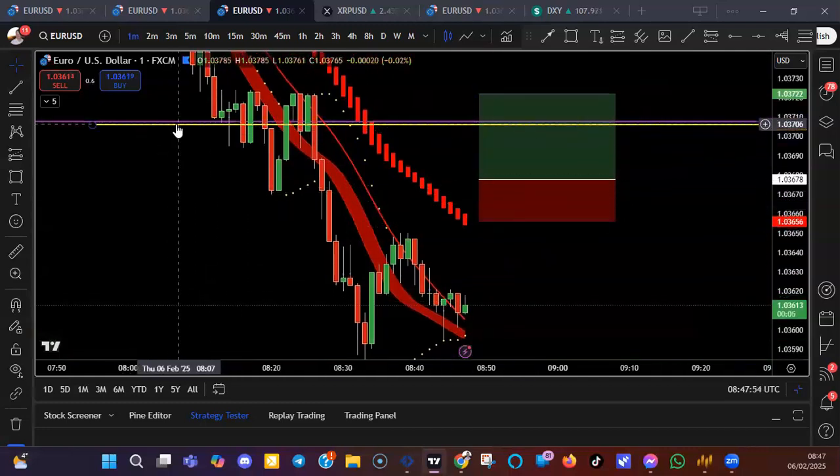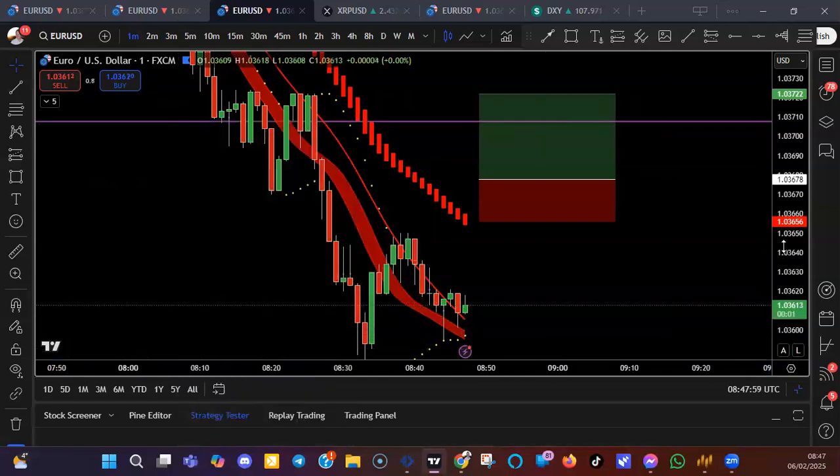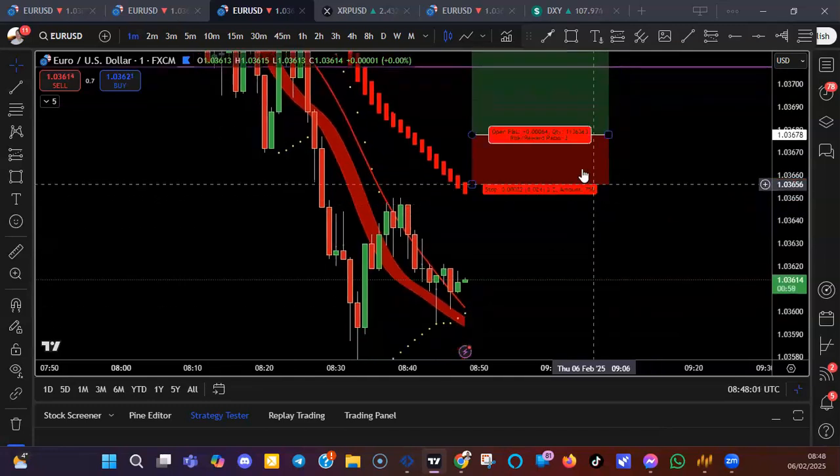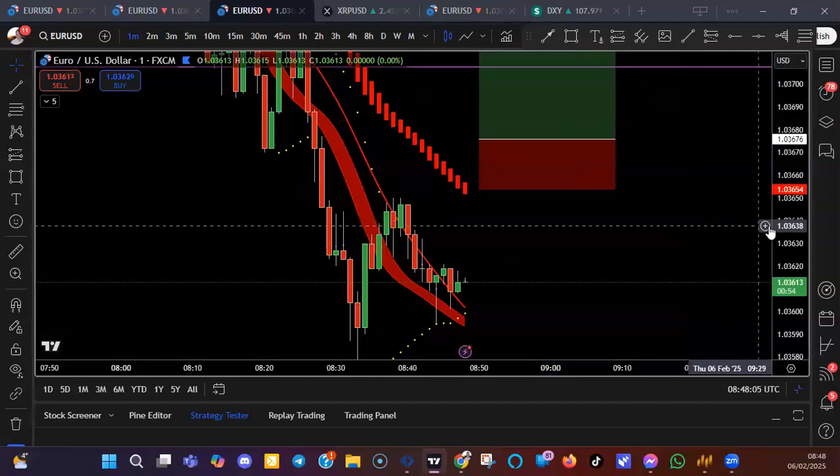Get rid of that line there as well. But we know we're in buy zone. Waiting for a retrace.